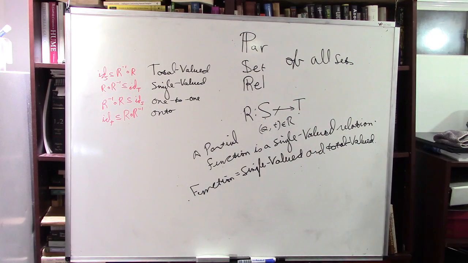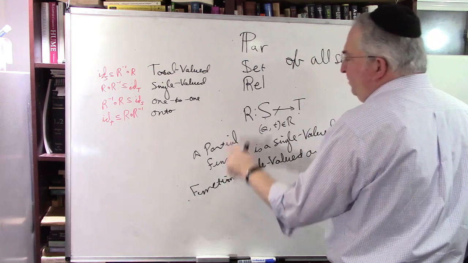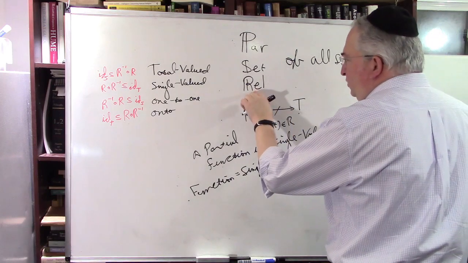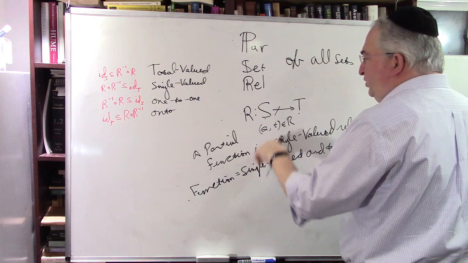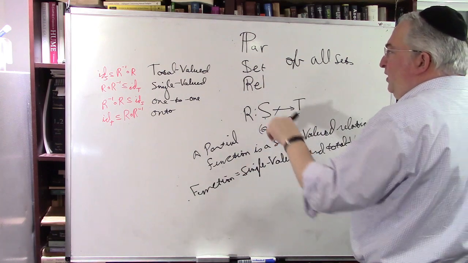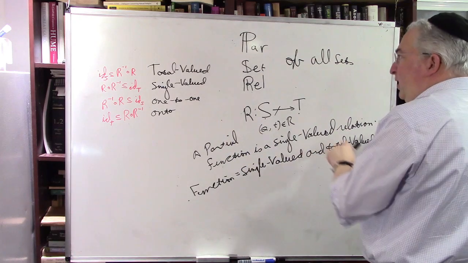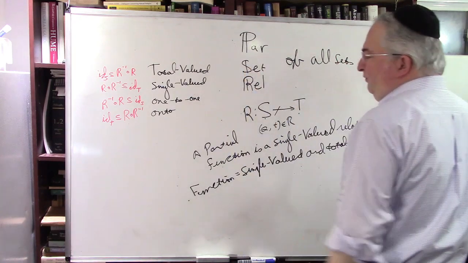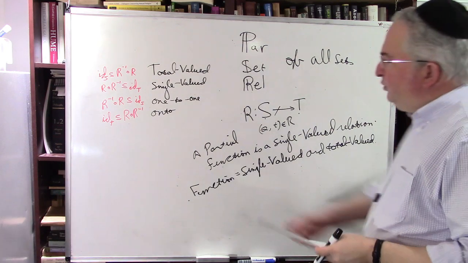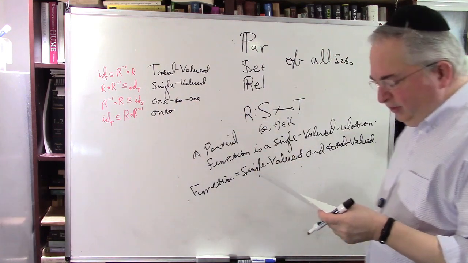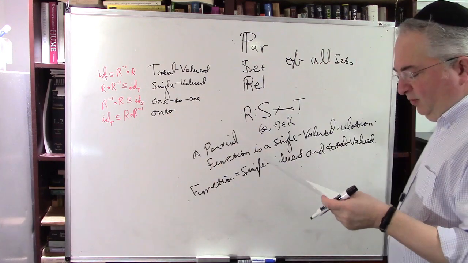Okay, so we have functions. Let's go through it. Functions are special types of relations. So you have relations, and you're going to have partial functions. Partial functions are special types of relations. And then you're going to have special types of partial functions which are also total valued, and those are going to be actual functions. And then you can go on and talk about one-to-one functions and onto functions, and things that are both one-to-one and onto, those are called isomorphisms.